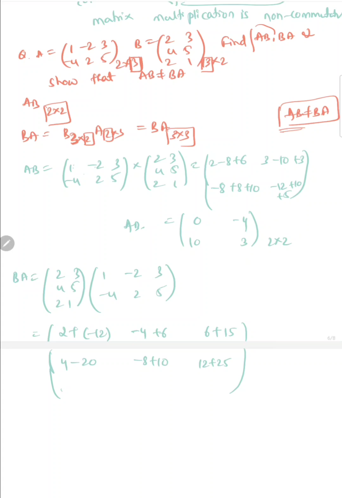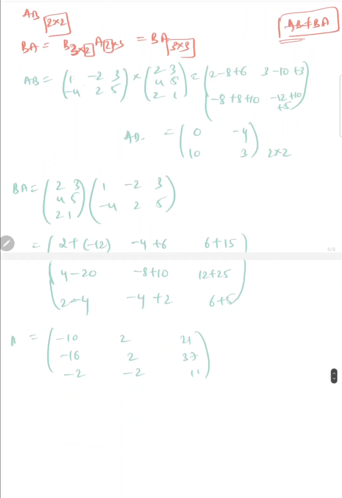Multiplying the third row with the first column, 2 into 1 is 2, 1 into -4 is -4, plus 2; 2 into -2 is -4, plus 2; 2 into 3 is 6, plus 5. So the result is [-10 2 21; -16 2 37; -2 ... 11].